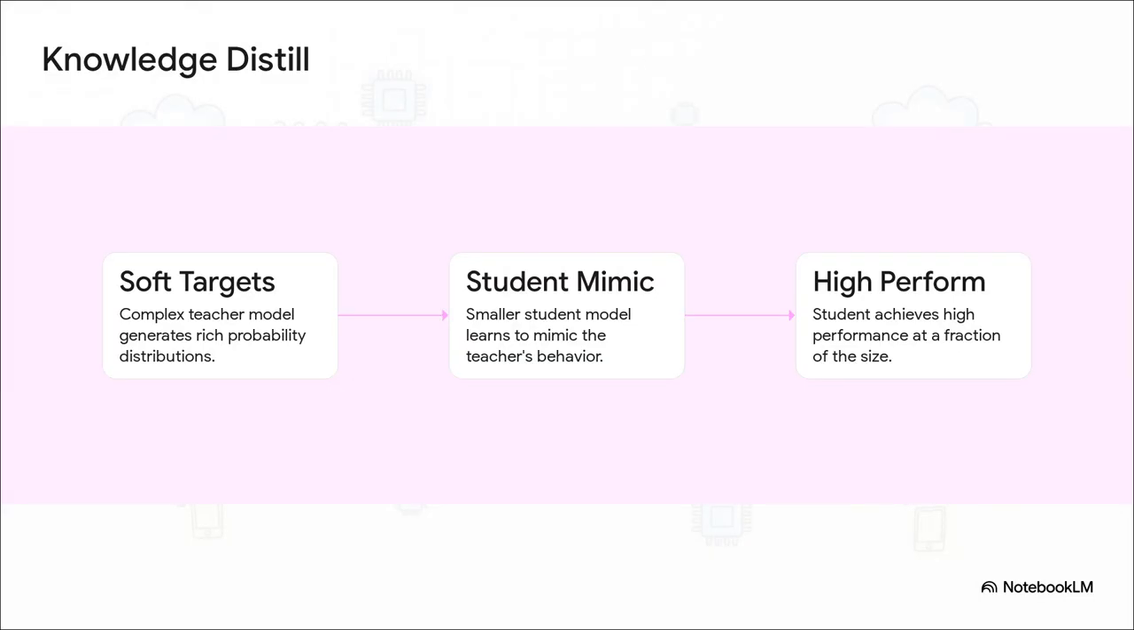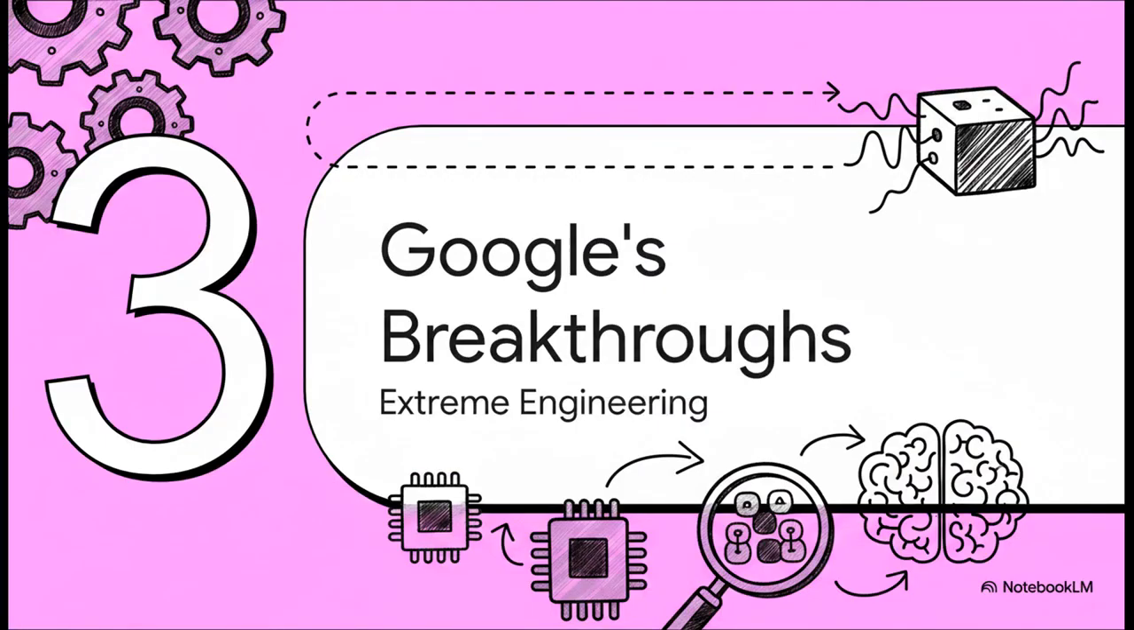This is essentially a master craftsman passing down secrets to an apprentice. The large, complex teacher model generates what are called soft targets, which are these rich probability distributions that reveal its internal reasoning. Then, a smaller student model learns to mimic that behavior. This technique famously let DistilBERT retain 97% of the original model's performance while being 40% smaller and a whopping 60% faster. This brings us to Section 3, Google's efficiency breakthroughs.